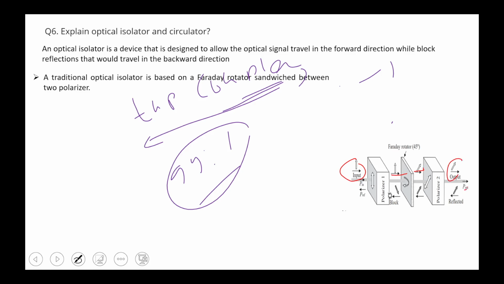If there is any reflection, this Faraday rotator will block the reflected power. It will rotate the signal again by 45 degrees, so it will not allow the signal back to the input side.